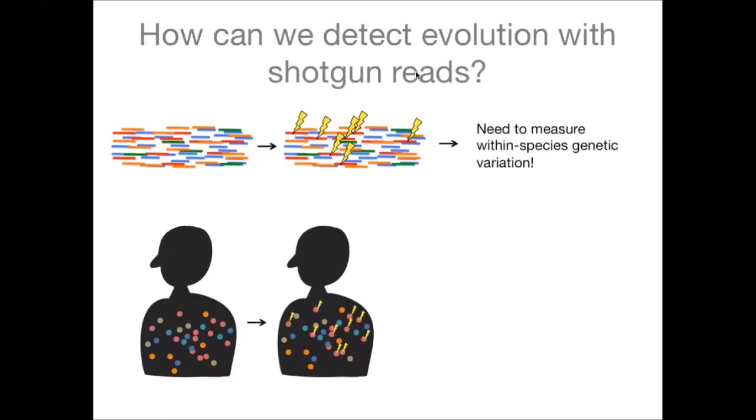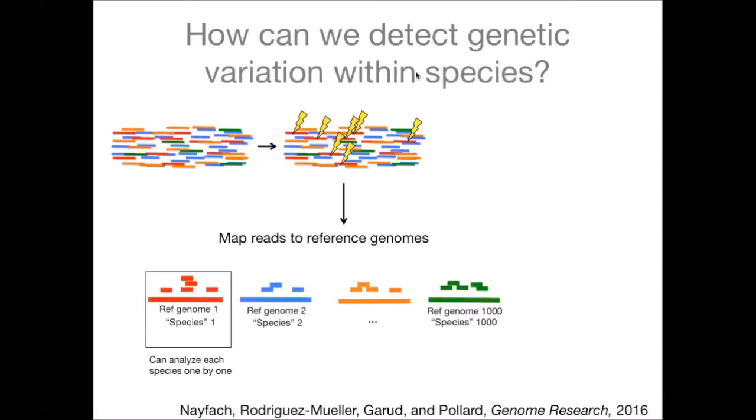So first, what we want to do is try to simplify this data. And so what we can do is try to measure genetic variation within species. And so we can map reads to different reference genomes and then measure allele frequencies within each reference genome one at a time. And so, for example, at this site, we have an allele present at 50%.